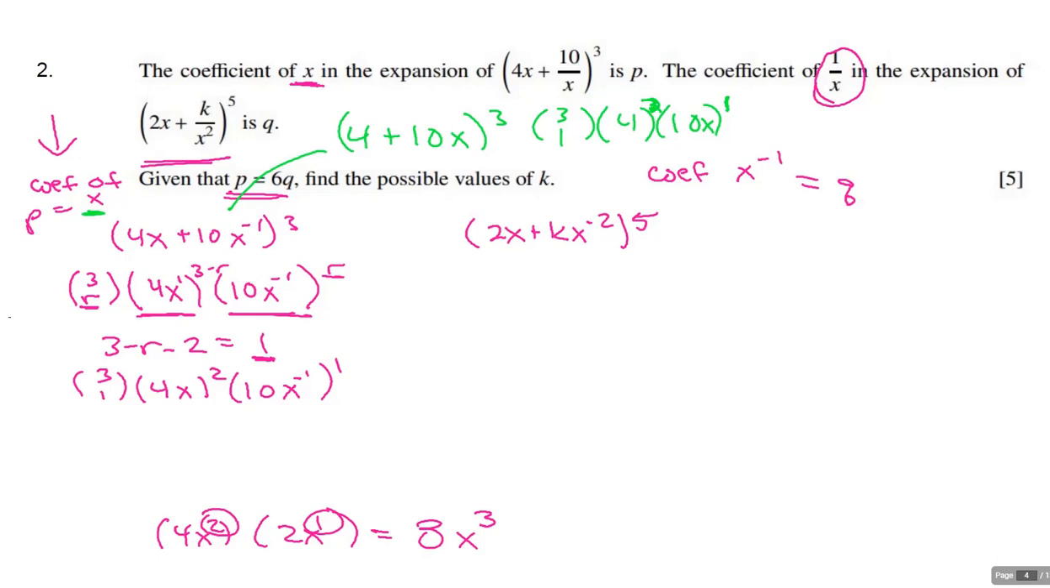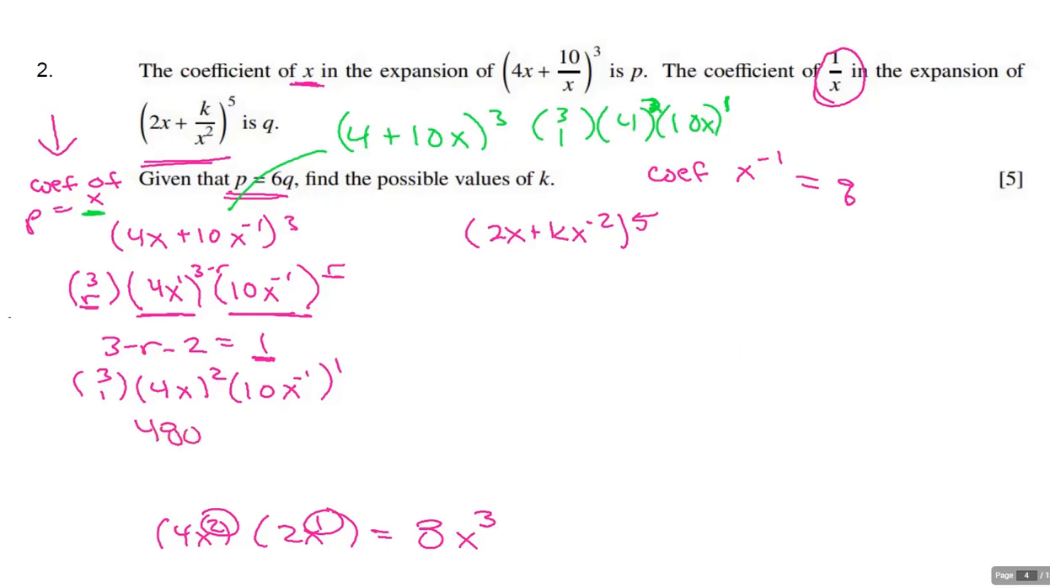Yeah. All right. Now, 3 choose 1 is what? 3. And 4 to the second power is what? 16. So what's 3 times 16? That's 48, right? 48. Good. Now, I'm going to multiply that number times this 10, because this 10 is to the first power, right? Yeah. So what's 48 times 10? 480.